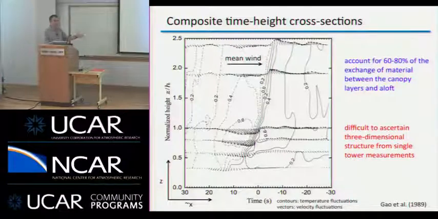The problem with all of this is that it's being done with a single tower. We know a little bit about its spatial evolution through using Taylor's hypothesis, which we actually know is not quite valid inside the canopies, but it's really difficult to know where the tower is relative to these eddy motions, how they are evolving, and what state they're in as they pass by the tower.